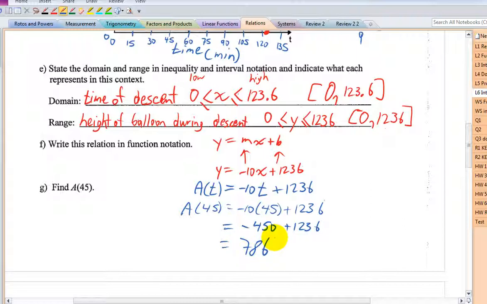Okay, so just substitute and solve for the very last part. Any questions?